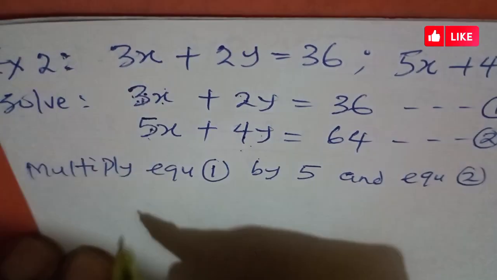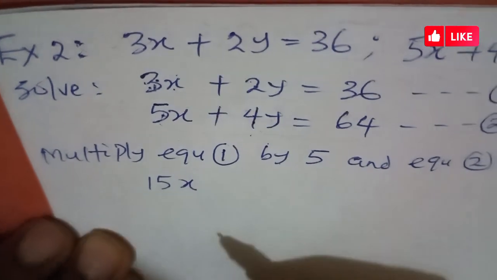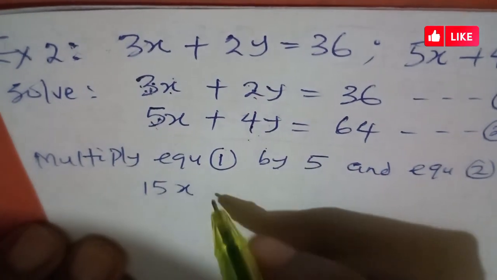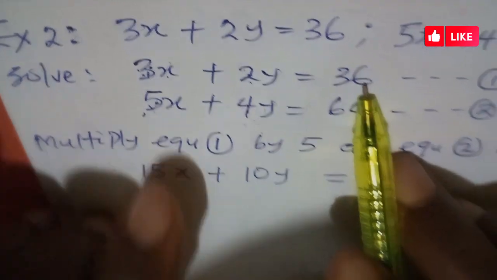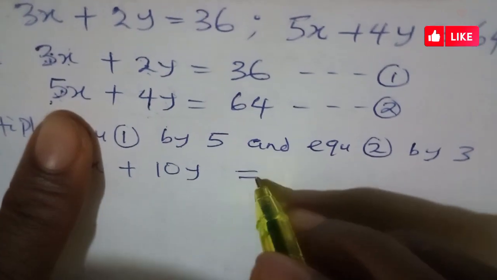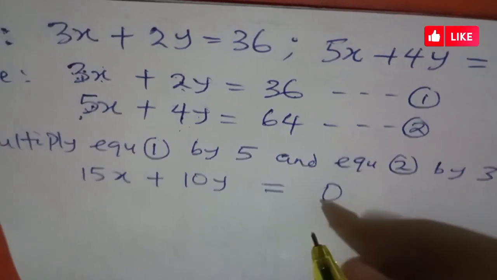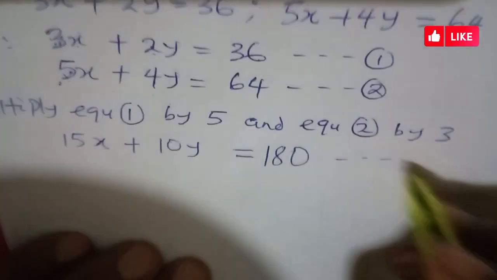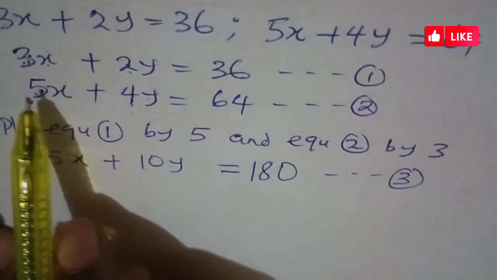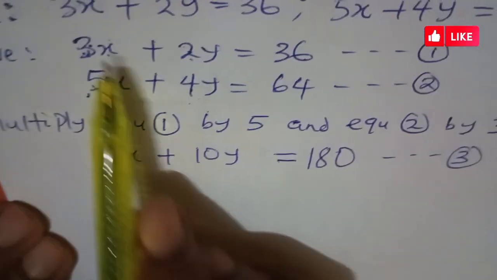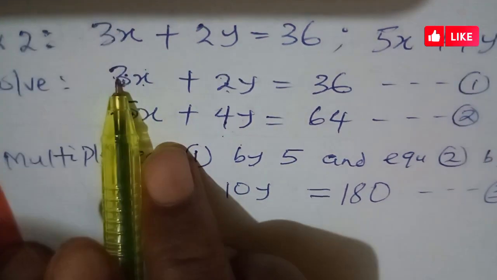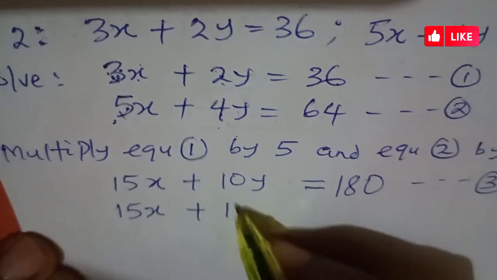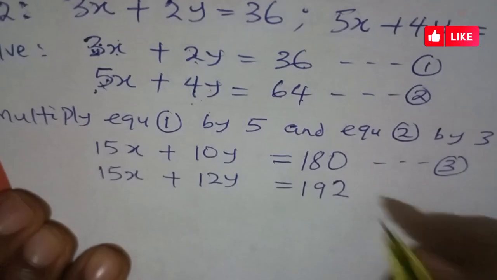So what do I mean? 5 times 3x gives me 15x. 5 times 2y gives me 10y. And then 5 times 36 will give me 180. So I call that equation 3, and then multiply by 3 for the second equation. So 3 times 5x gives me 15x. 3 times 4y gives me 12y. 3 times 64 is 192.